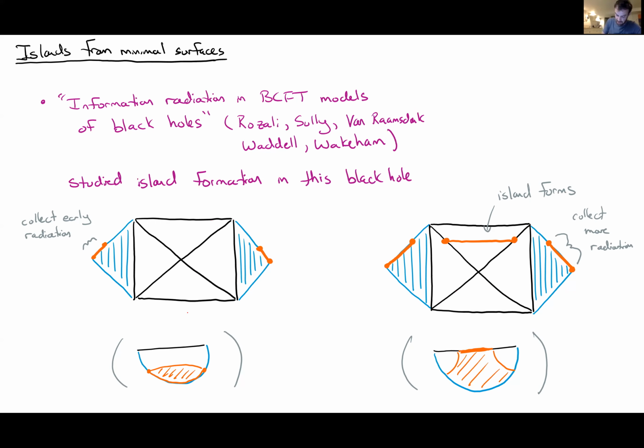So that's this picture here. Okay, so these authors studied this problem. They looked at subregions of the CFT. So let's say these orange regions here, and then looked for the minimal surfaces enclosing that orange region, right? And then just checked by a minimal surface calculation which one was minimal. In that way they could see that at later times, when you've collected more radiation, you reconstruct a portion of the interior of the black hole.